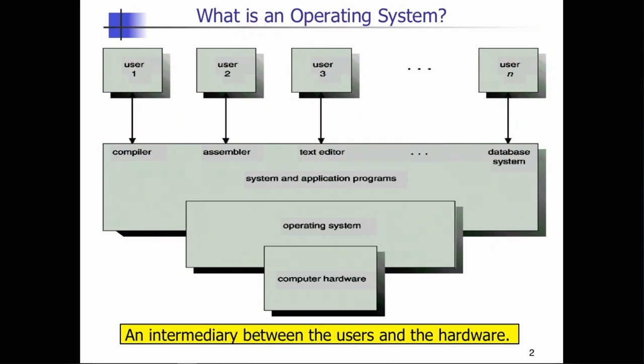So let's try to answer that question. It's essentially a program. And as you can see over here, our operating system is sitting at this level. At the bottom you have the computer hardware, and above the operating system level you have several programs, and we are classifying them as system and application programs. These could include a compiler, assembler, text editor, a word processor, a web browser, a database system. So there are several application programs that you could put on that level, which sits above the operating system. But underneath you have the computer hardware.